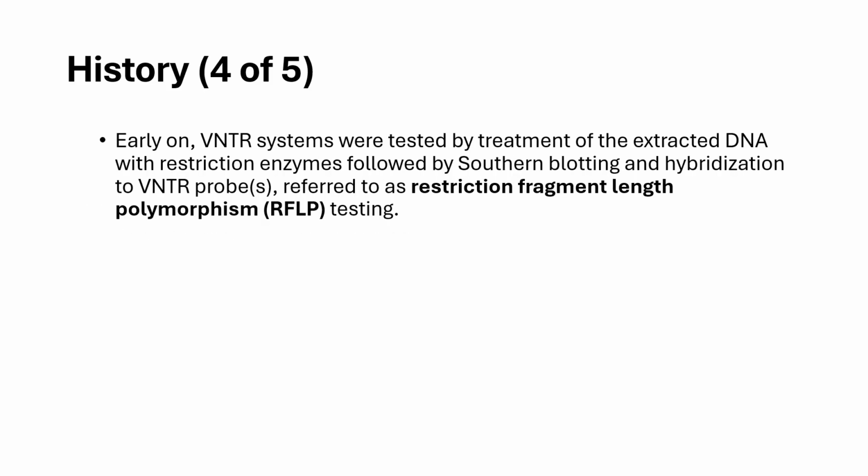So initially, VNTRs were tested using restriction enzymes on extracted DNA. This was followed by Southern blotting and hybridization to variable number tandem repeat probes. This method is called restriction fragment length polymorphism testing.